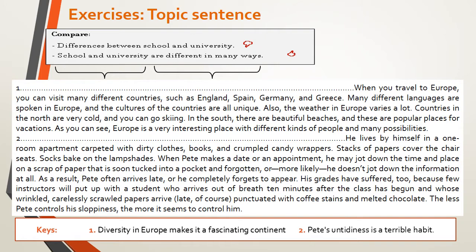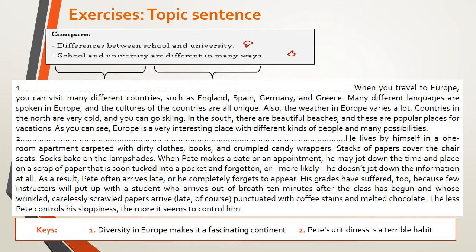Let's move on to the next idea. Also, the weather in Europe varies a lot. In this idea, here, focus is on the differences in weather. Then we have an explanation in the following ideas. Countries in the north are very cold and you can go skiing. In the south, there are beautiful beaches and these are popular places for vacations. These are two minor support sentences which support the idea about the weather, differences in the weather.